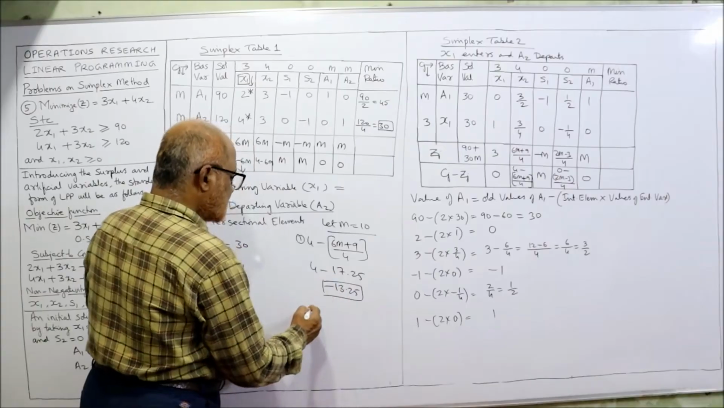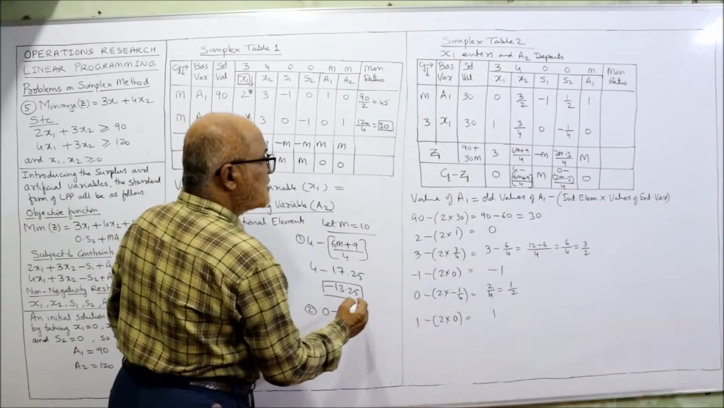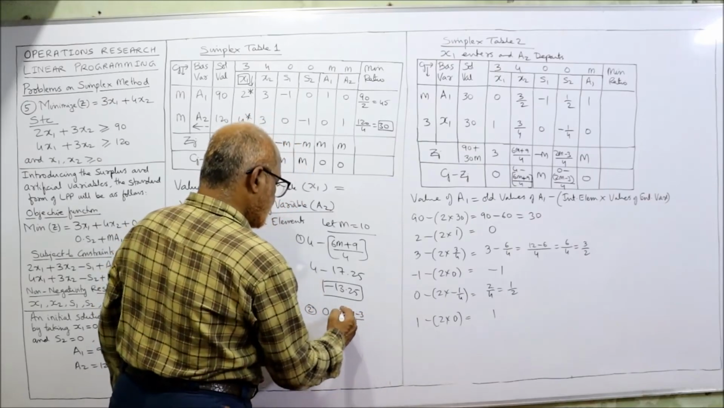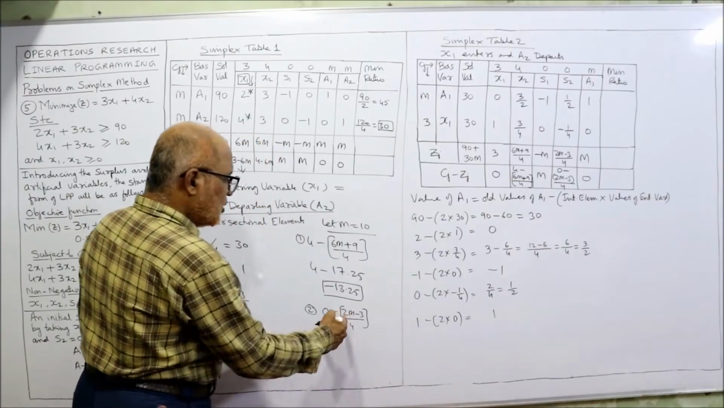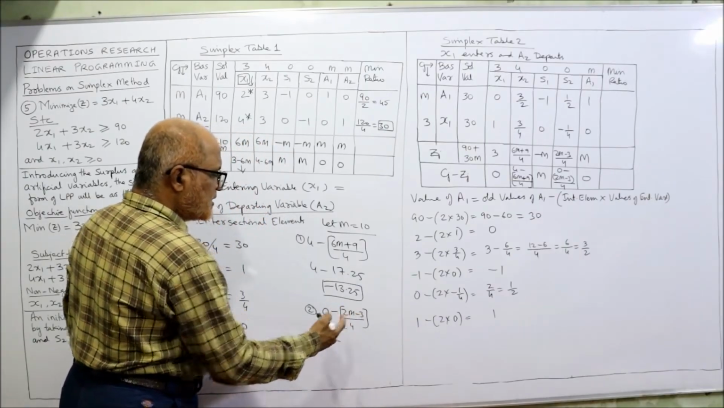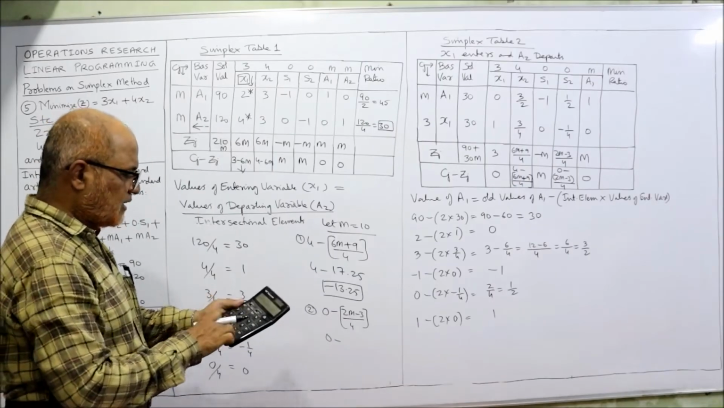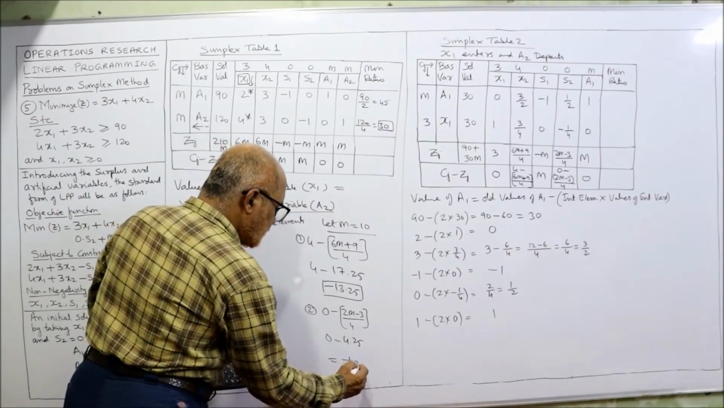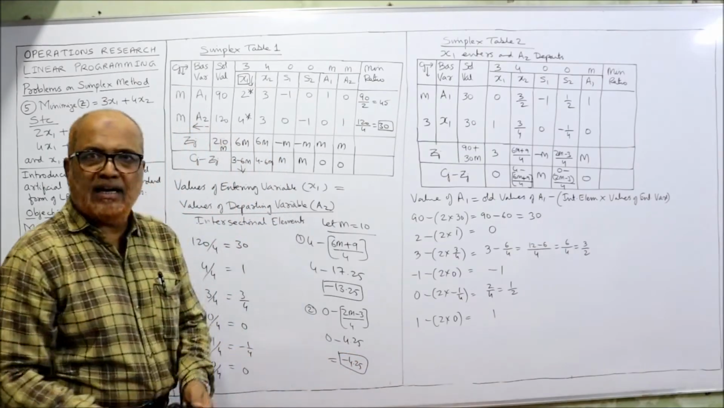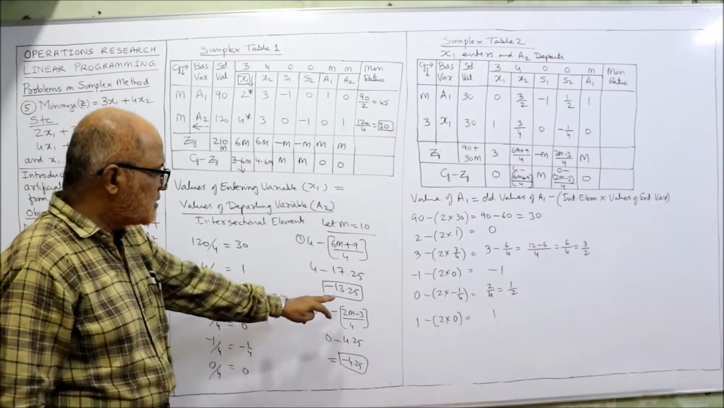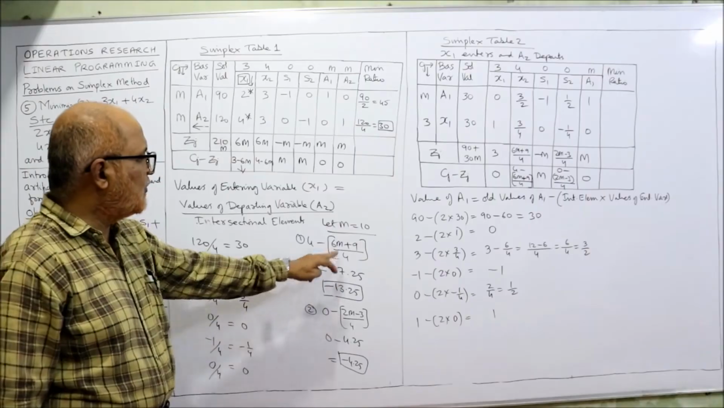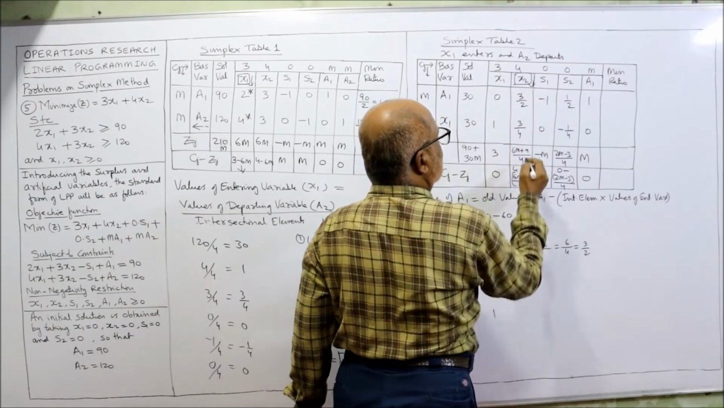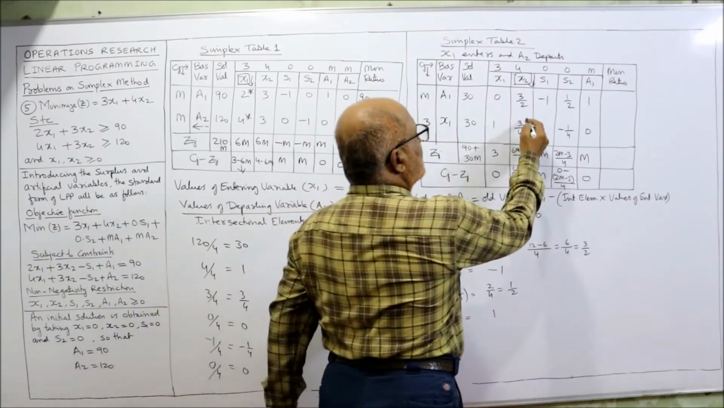And the next one: 0 minus (2m minus 3) divided by 4. That is 0 minus 2 into 10, 20 minus 3, 17, 17 by 4. 17 divided by 4 comes to 4.25. So it comes to minus 4.25. See here, two negative figures we are getting. The most negative is minus 13.25. For which variable? This. So x2 will enter in the next table.